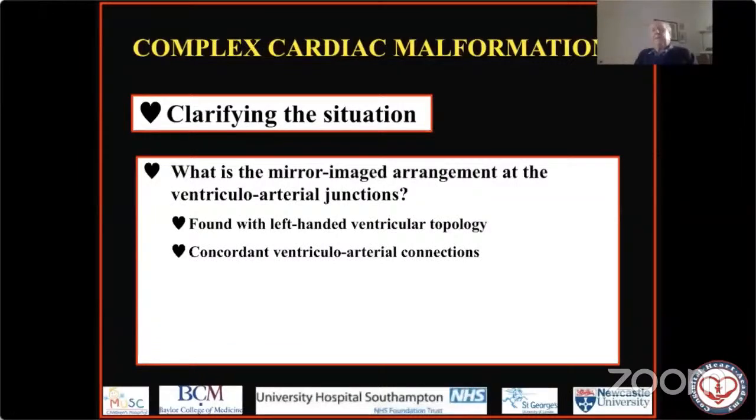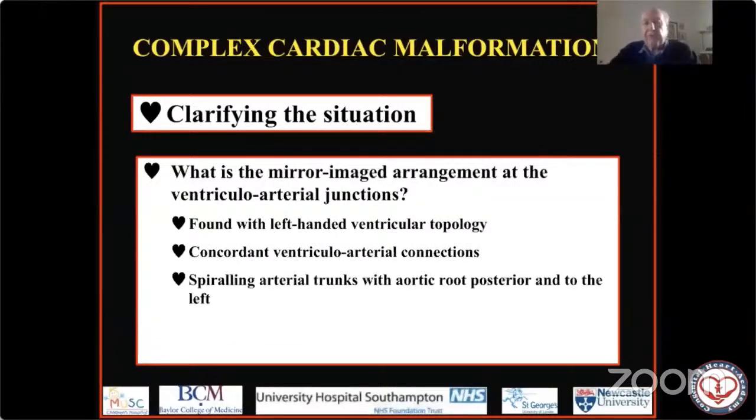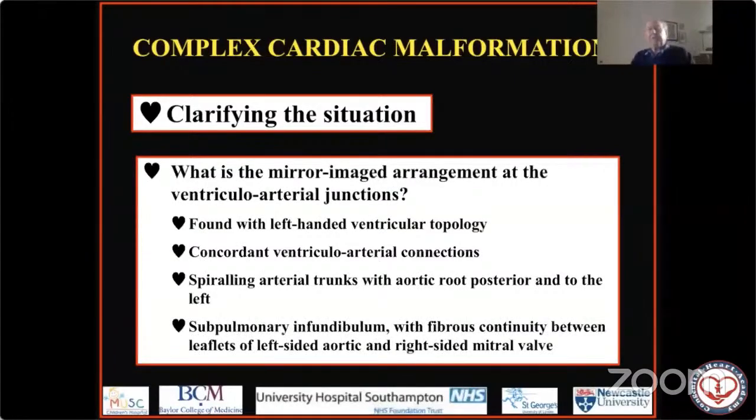And in that setting, there would, of course, be concordant ventriculo-arterial connections. Again, the arterial trunks would be spiraling as they leave the base of the heart, but this time, the aortic root is going to be posterior and to the left, because it needs to be the mirror image of the normal arrangement. But again, there will be a subpulmonary infundibulum. The subpulmonary infundibulum will lift that pulmonary valve away from the base of the heart. This time, it will spiral from left to right as the pulmonary trunk ascends into the mediastinum.